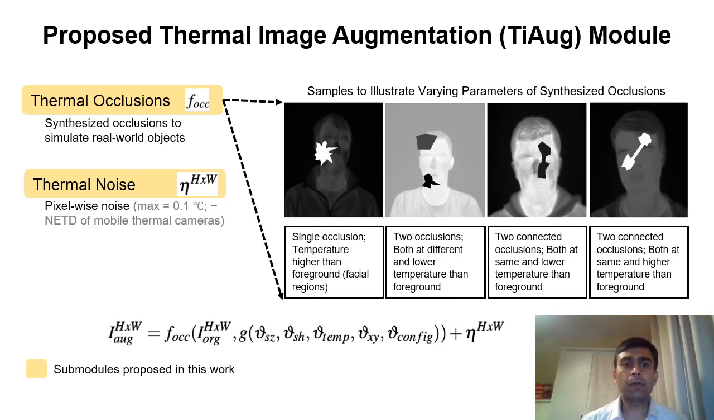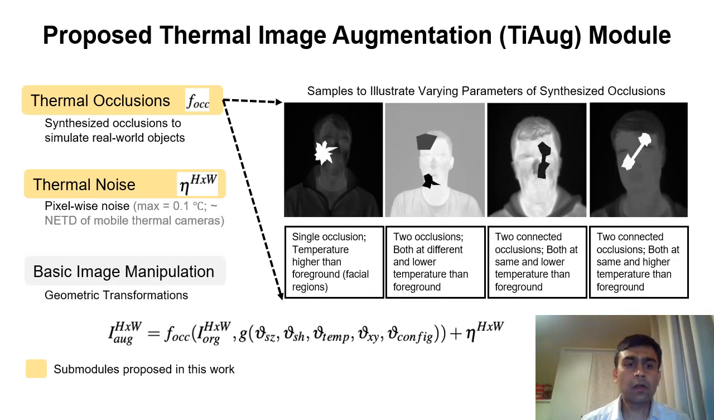Furthermore, TIAUG combines basic image manipulation related to geometric transformation to augment images. The figure illustrates a sample of synthesized occlusions added to original thermal images which are normalized, resulting in diverse real-world representations.